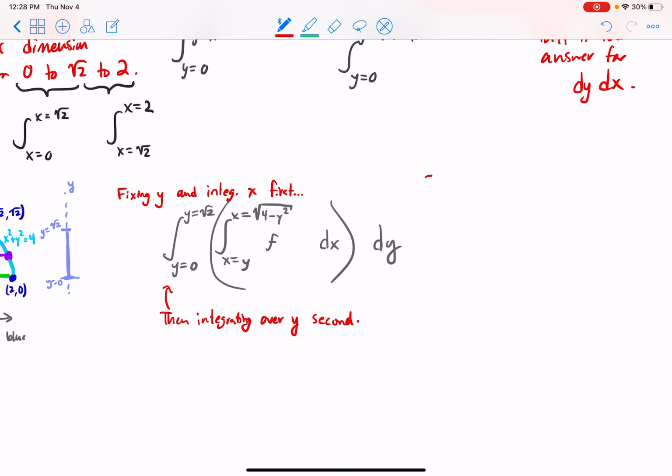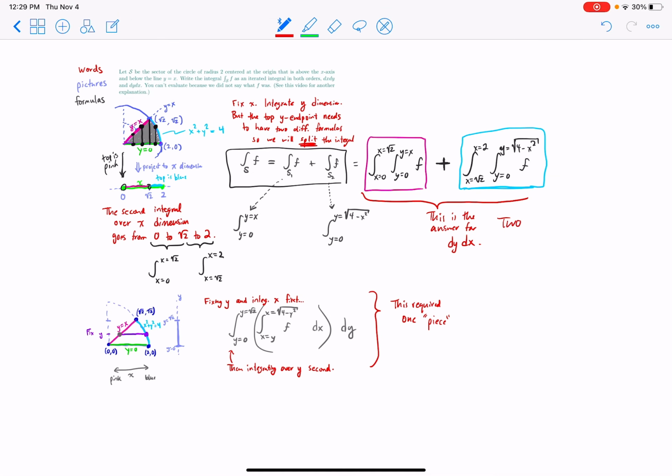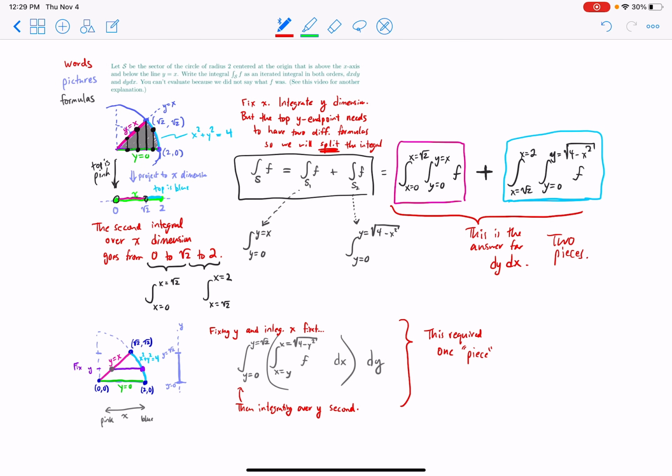And this required 1 piece, whereas this required 2 pieces. So which way you slice, you can take the 2 dimensions and slice first y, then x, or you can do first x, then y, and one way might be easier. Okay, 2 pieces or 1 piece. That is it.